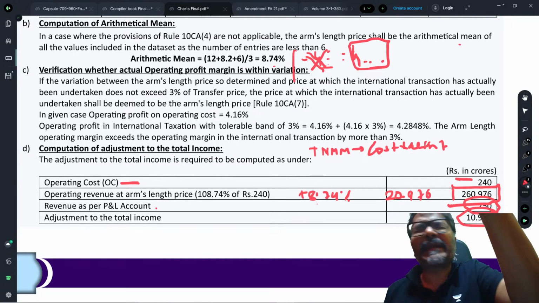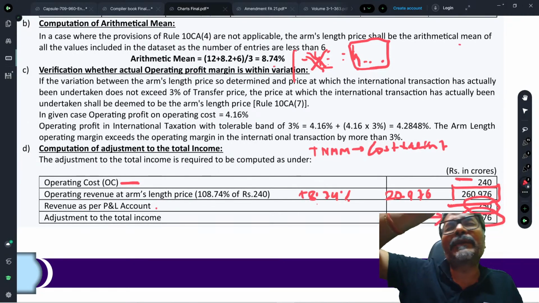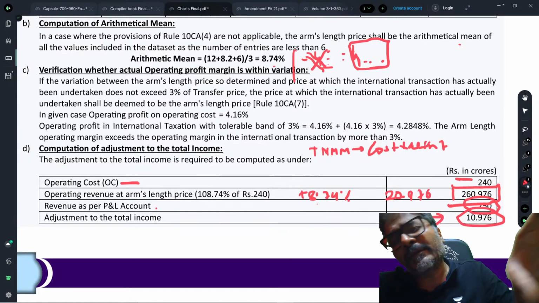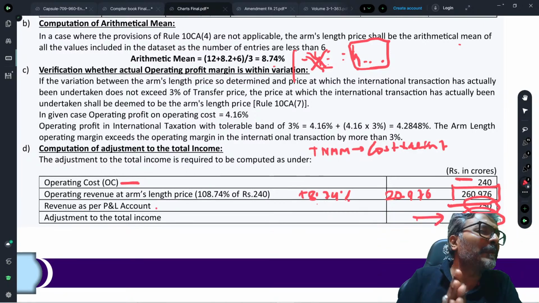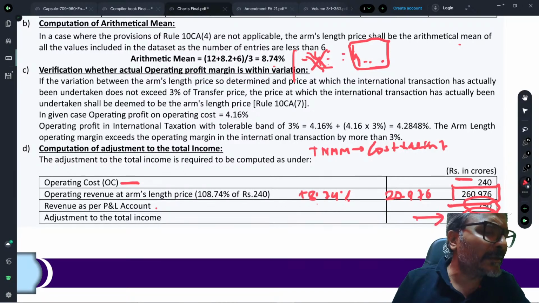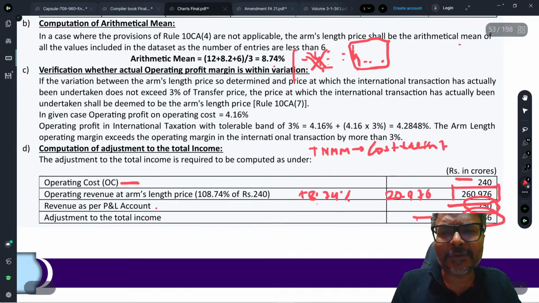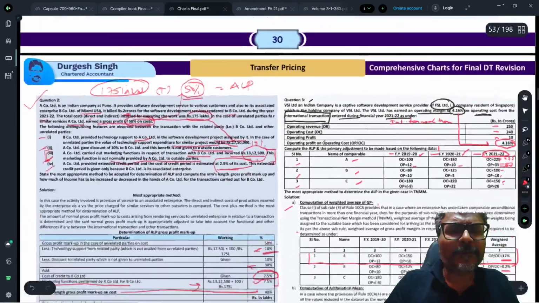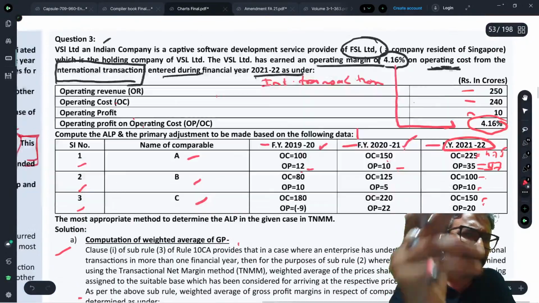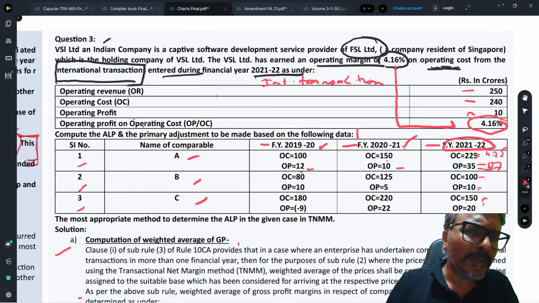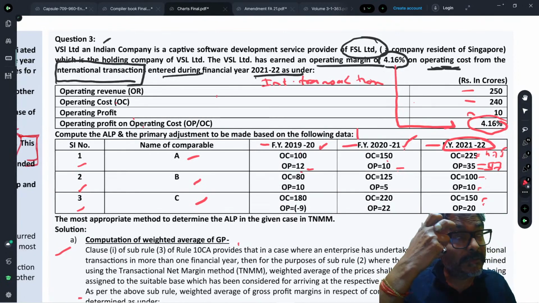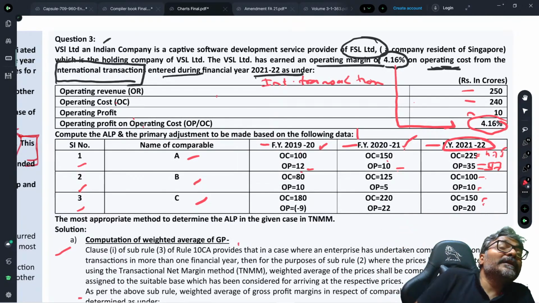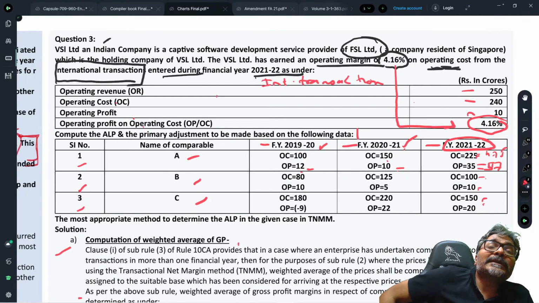And how to do the aggregate? I have shown to all of you the aggregate of all the profits and the aggregate of all the cost if it is a TNMM method. Had it been a resale price method, students, please note, in the examination this can also be a resale price method. Supposing this is a resale price method, in that case, what would be the data that will be given to you? Then the data that will be given to you would be operating profit and the reselling price.